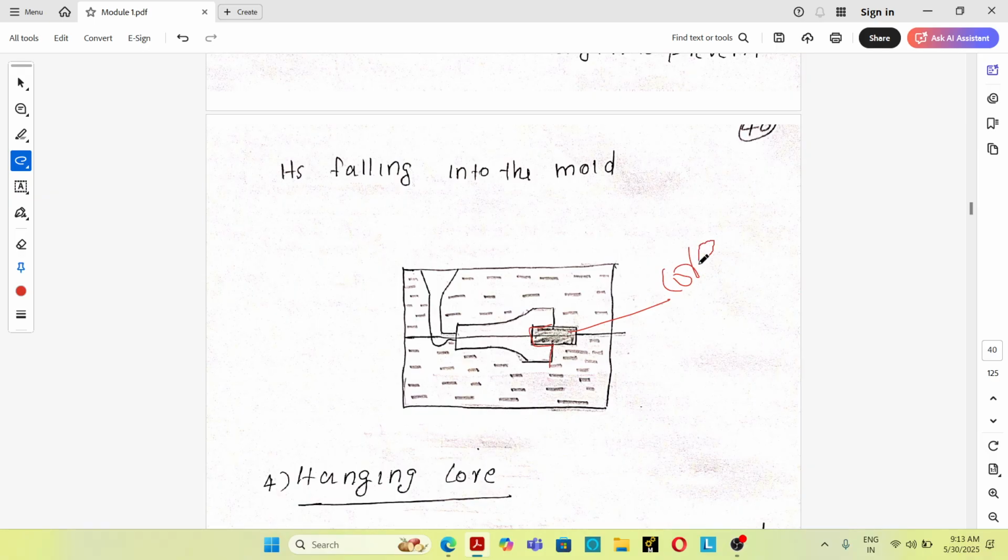This is the balanced core, and this is the cavity. This is the gating system. This is the cope portion and this is the drag portion of the sand casting mold. So what is the purpose of a balanced core? Balanced cores are usually used to produce a blind hole in a sand casting.